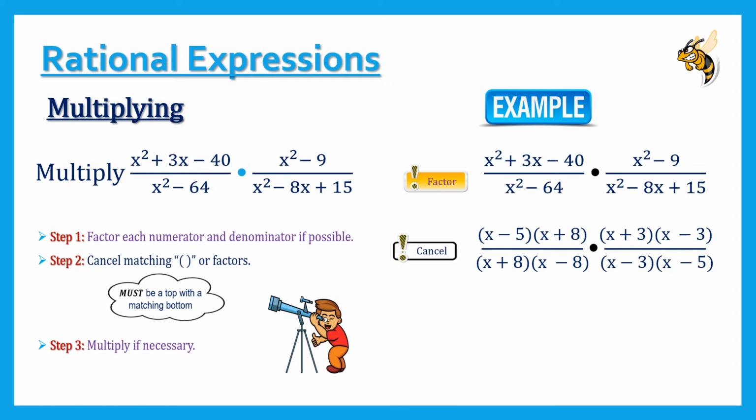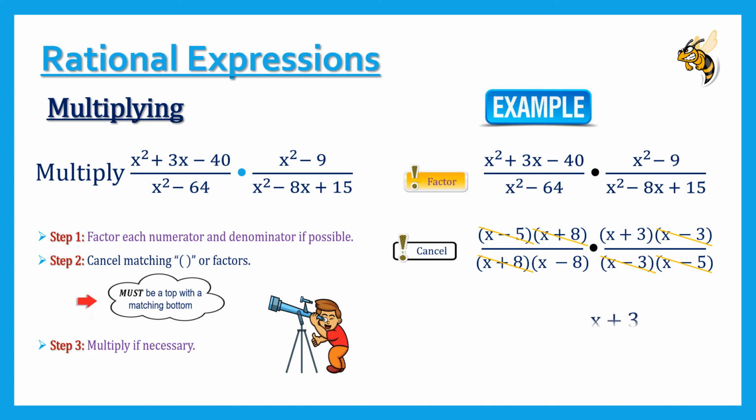Now we need to cancel out. And remember, it must be a top with a matching bottom, and it doesn't matter in which expression it is located. So I'm going to start off in the top. There's an x minus 5 in the top, and there's also one in the bottom, so therefore they cancel. The next one is an x plus 8 in the top, and there's also an x plus 8 in the bottom, so they cancel each other out. The next one is an x plus 3, but there's no x plus 3 in the bottom, so we leave it alone. The next one is x minus 3, and there's an x minus 3 in the bottom, so therefore they cancel out each other.